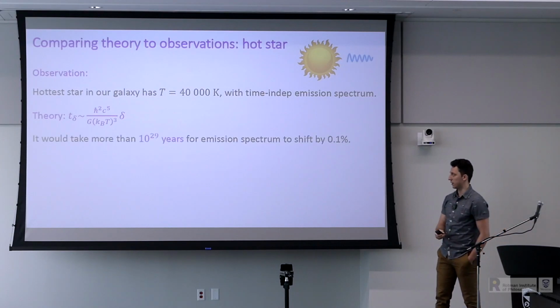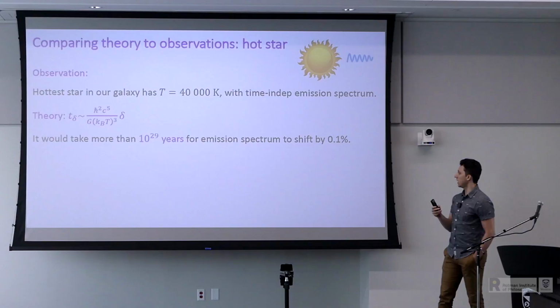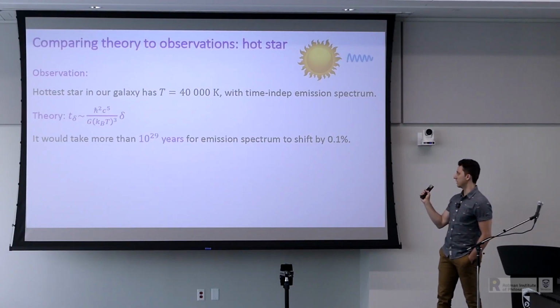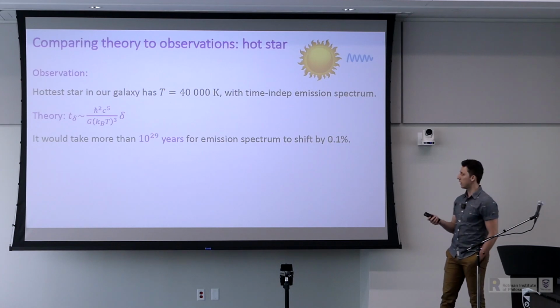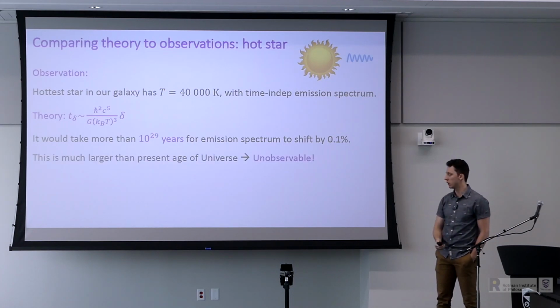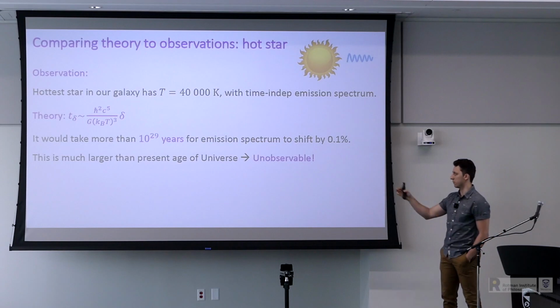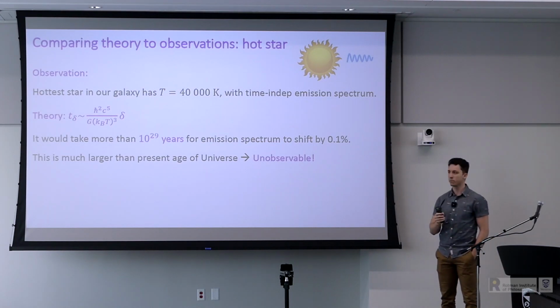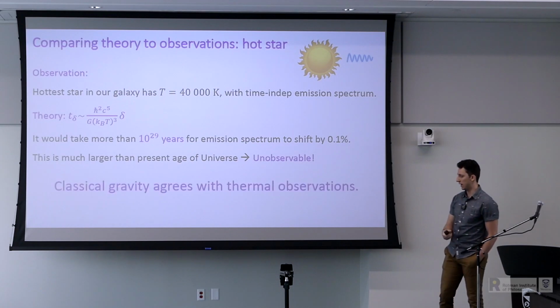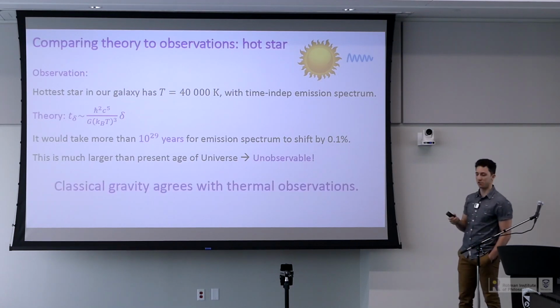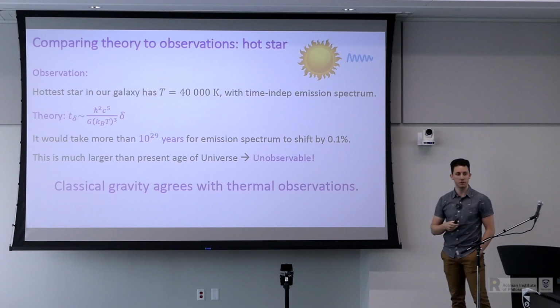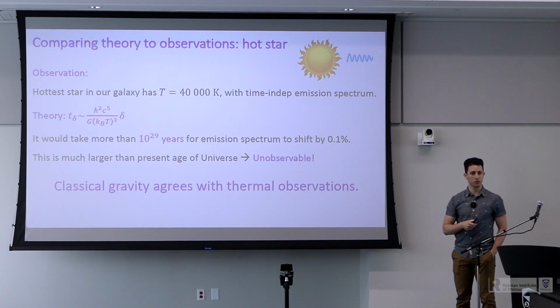However, we find that it would take more than 10 to the 29 years for the star to emit enough gravitational waves in order for its spectrum to change by a tiny 0.1%. Again, 10 to the 29 years is way more than the present age of our universe, so this is something that we would never be able to observe. Again, the theory agrees with the observations, and so from the perspective of stars in our galaxy, we can conclude that classical gravity is consistent with thermodynamic observations.